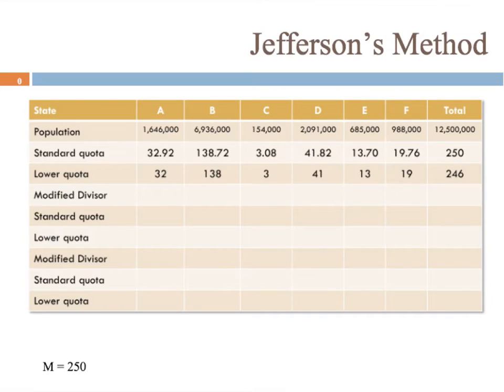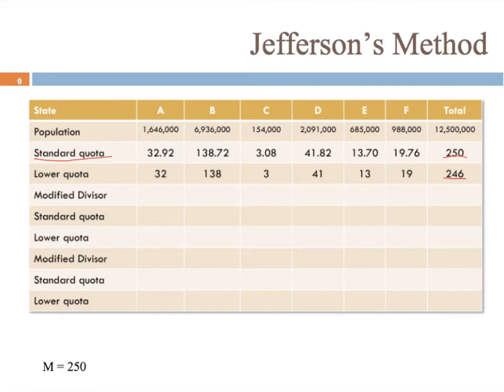Alright, so here's the big blank chart, and we've got all the same numbers we've been working with against A through F, and all the populations add up to 12.5 million, and the standard quota is already here for us. So here's our standard quota, which should add up to 250 seats. And again, with the lower quota, this is what happens when we get to 246.